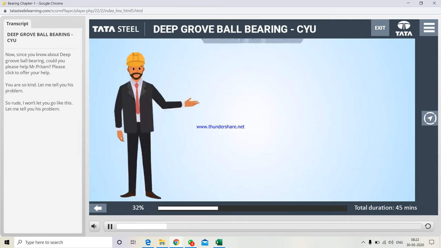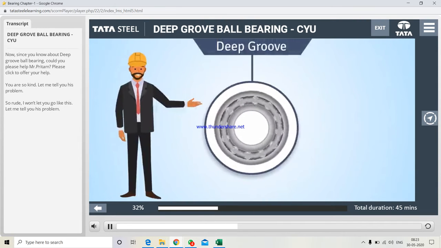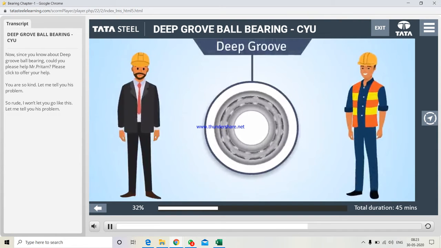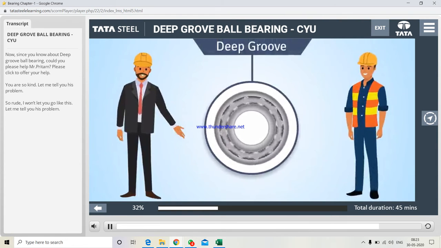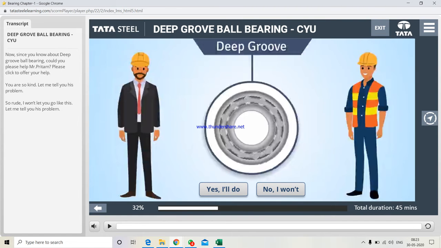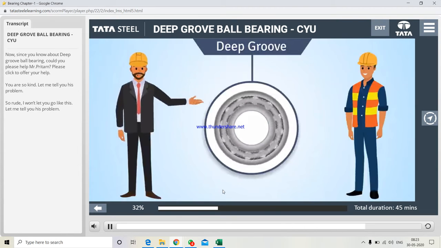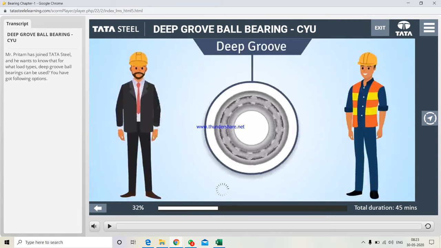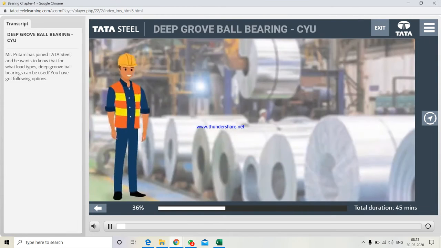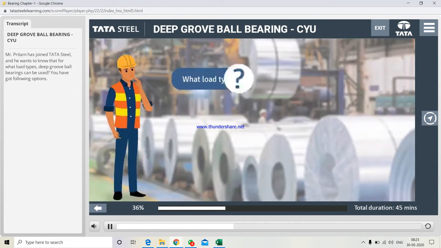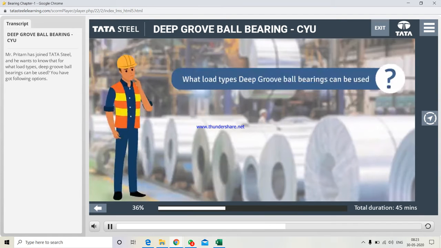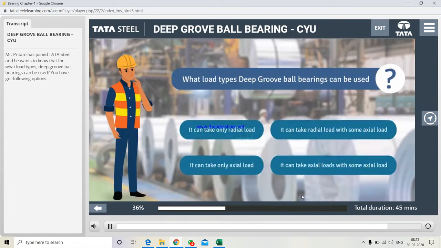Now, since you know about deep groove ball bearing, could you please help Mr. Preetham? Please click to offer your help. You are so kind. Let me tell you his problem. Mr. Preetham has joined Tata Steel and he wants to know for what load types deep groove ball bearings can be used. You have got the following options.